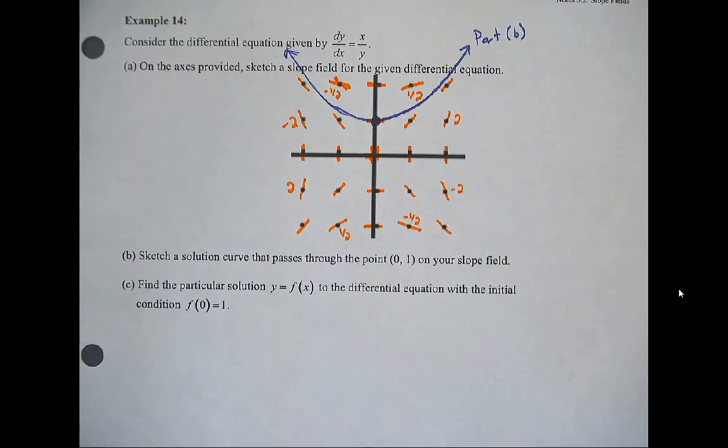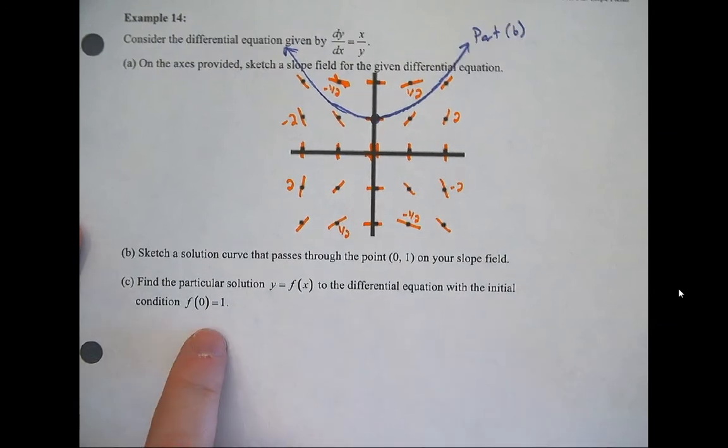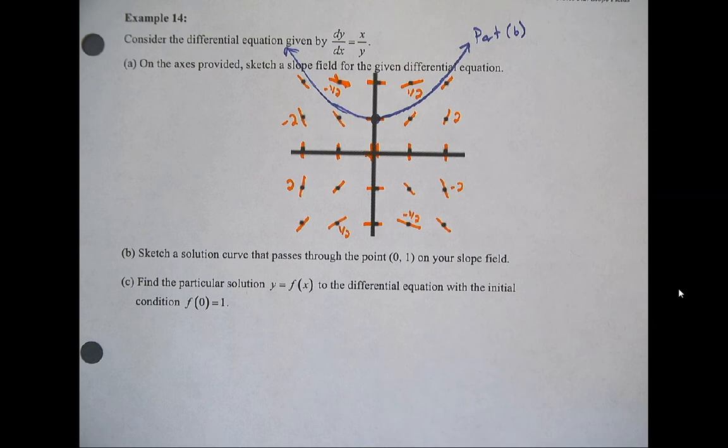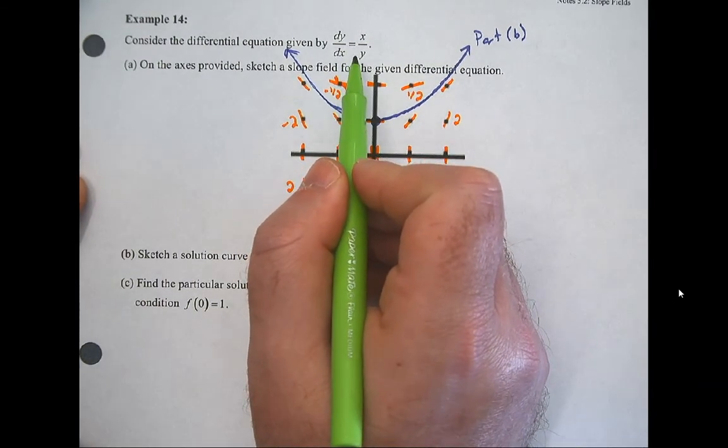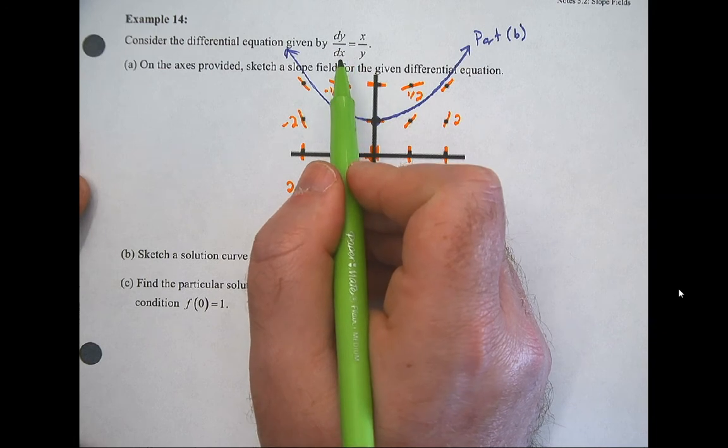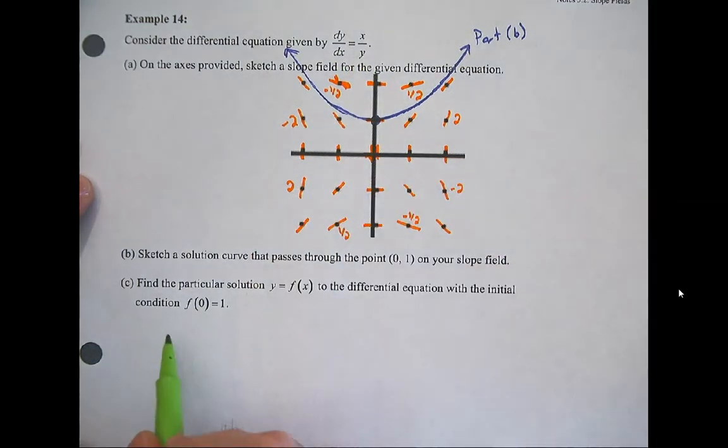Find the particular solution to the differential equation with initial condition f of 0 equals 1. So that means that we probably can separate and go. Let's see if that's true. Yep, looks like it. So I'm going to separate the variables first and then solve it. You try to do it first. Pause if you haven't yet.